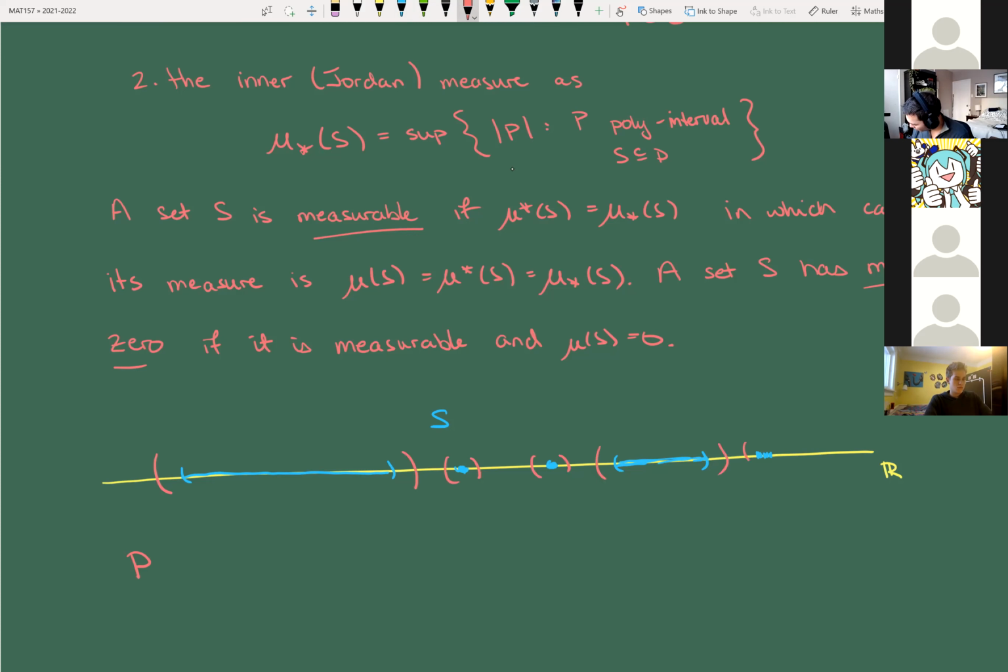Right, and it could be bigger, but you can see here that this is trying to approximate the total length of this set, and that's the idea of what's going on here.